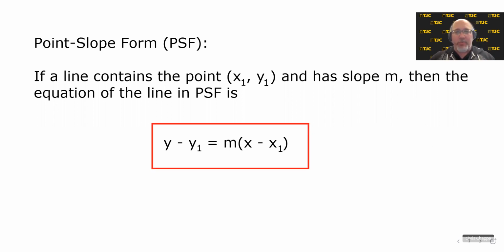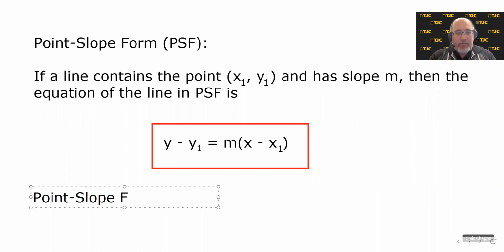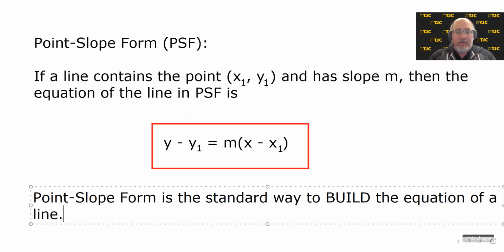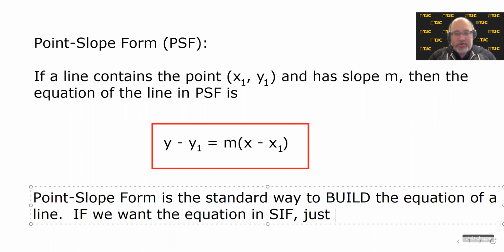I didn't type this earlier. I'm going to type it now. Point slope form. Point slope form is, in my opinion, the standard way to build the equation of a line. If we want the equation in slope-intercept form, just solve point slope form for y.